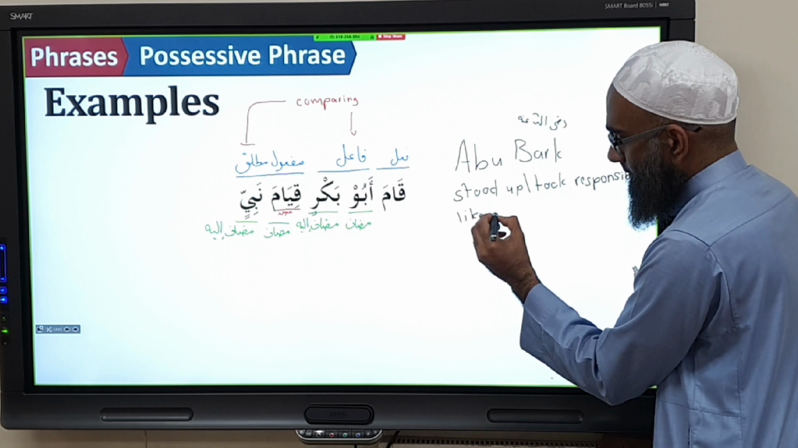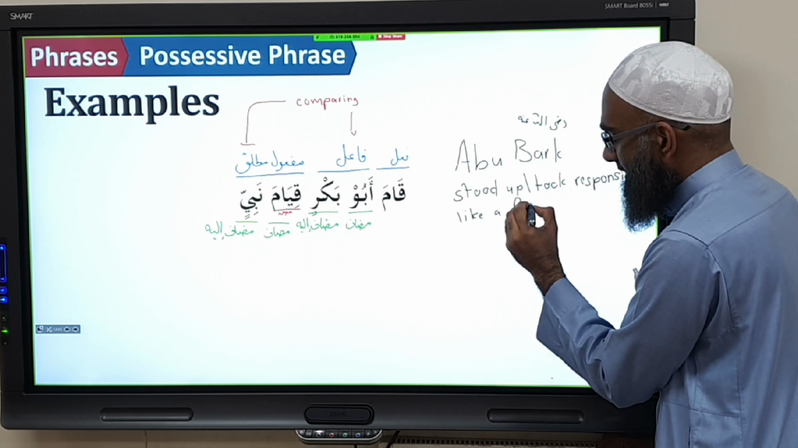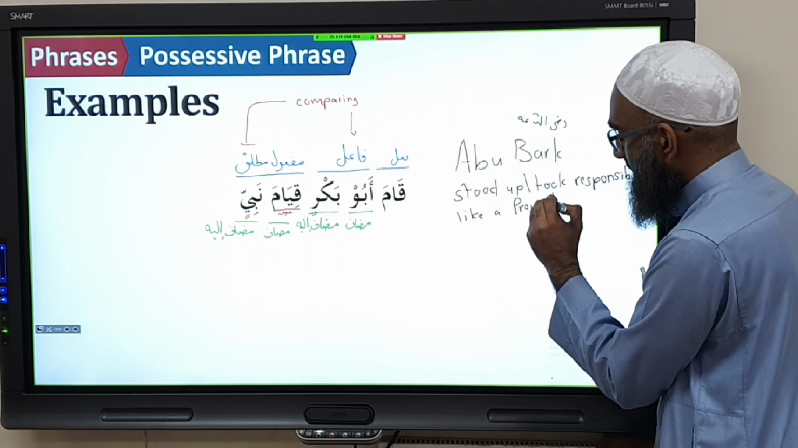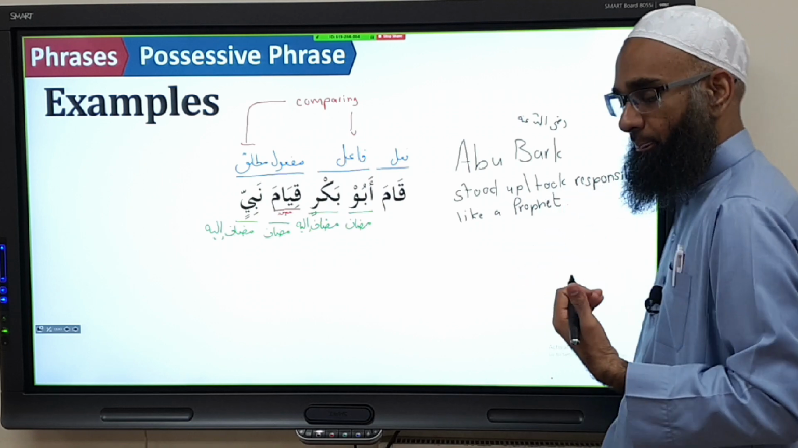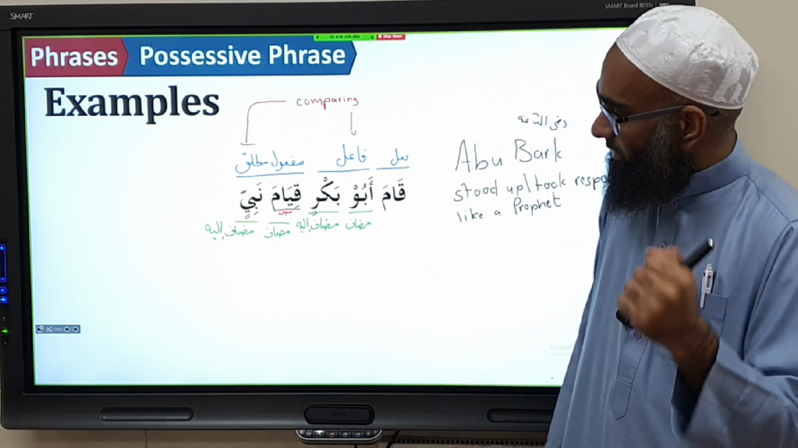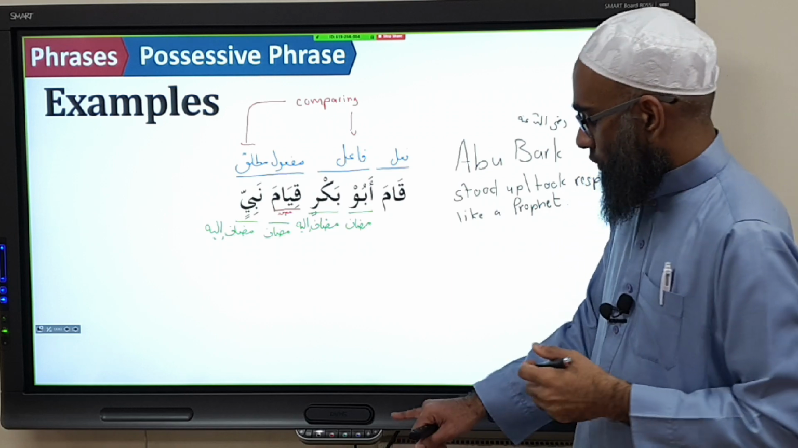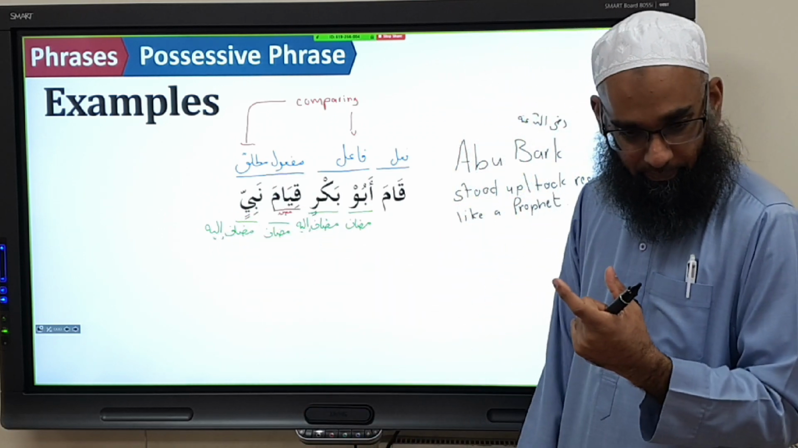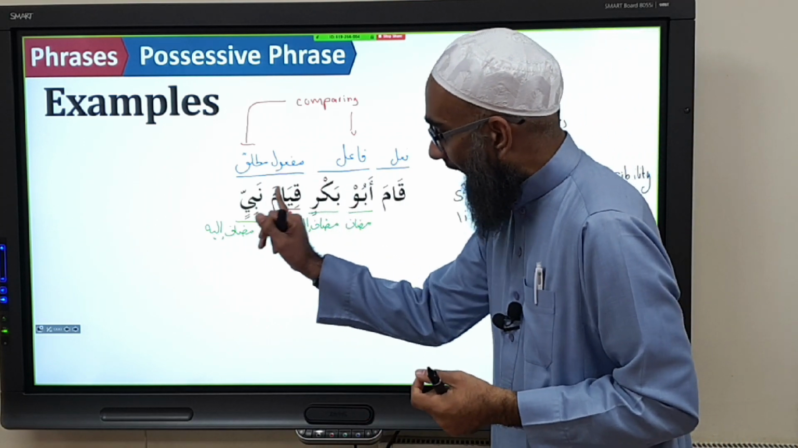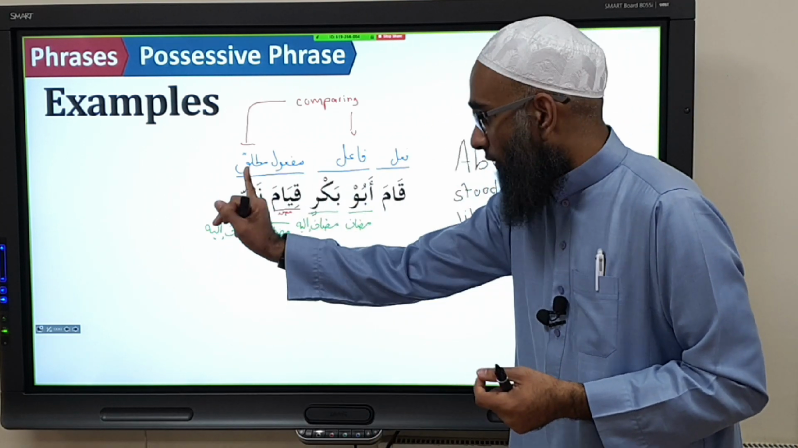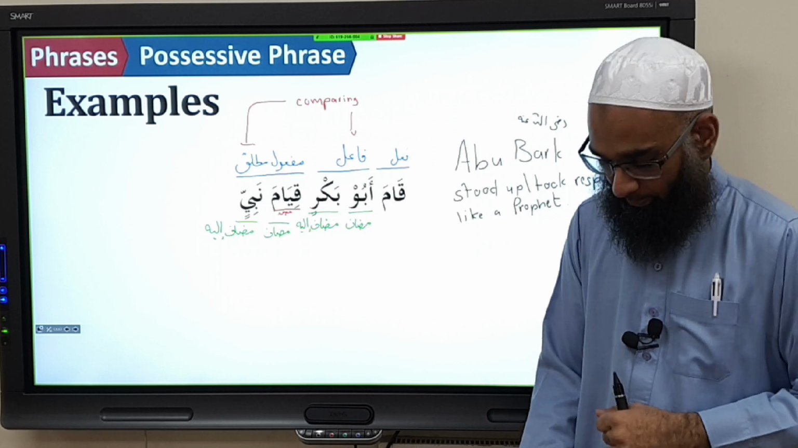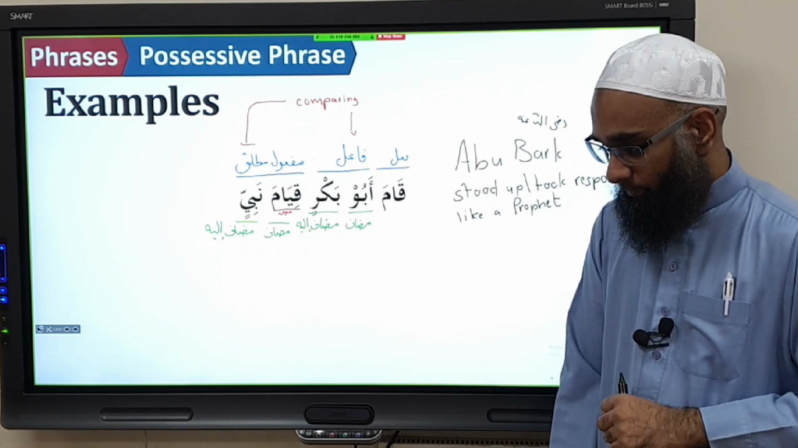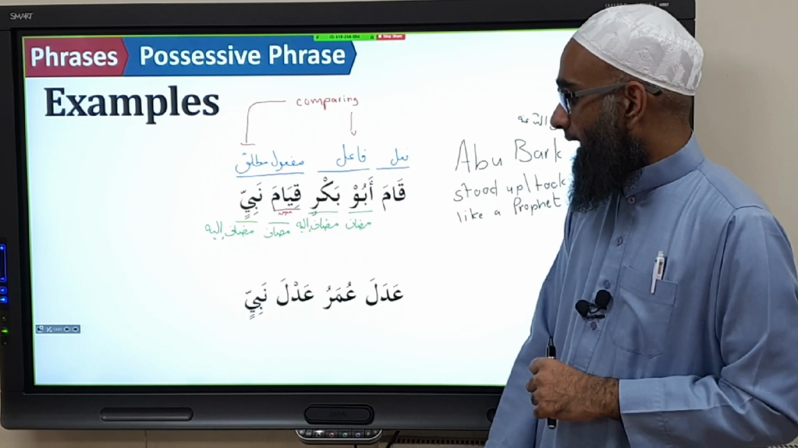Like a prophet. Meaning after the Prophet ﷺ passed away, there were big issues in the Muslim Ummah. So he stood up and he took responsibility. How did he take responsibility? Like a Nabi. So the mudaf ilay of the maf'ul mutlaq describes or compares the action of the fa'il to the action of the mudaf ilay of the maf'ul mutlaq. Everybody following me?